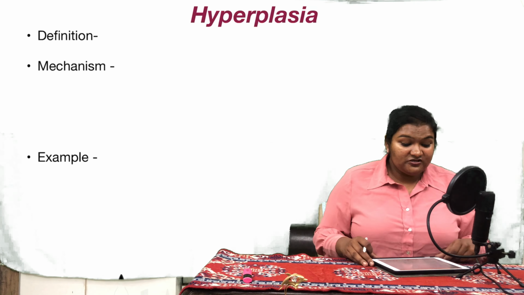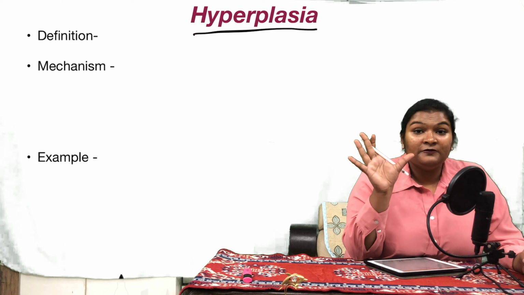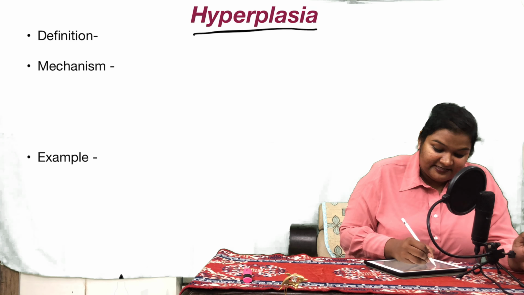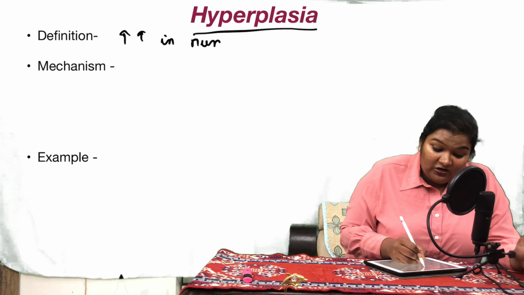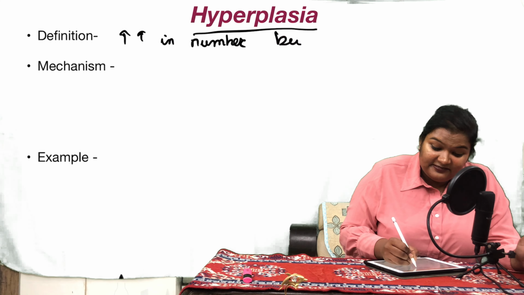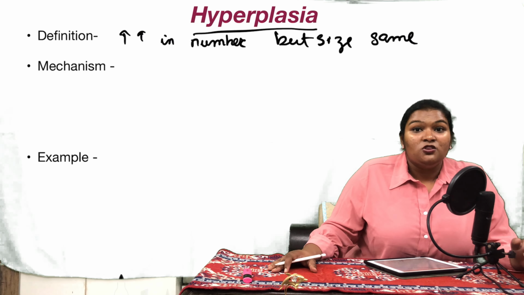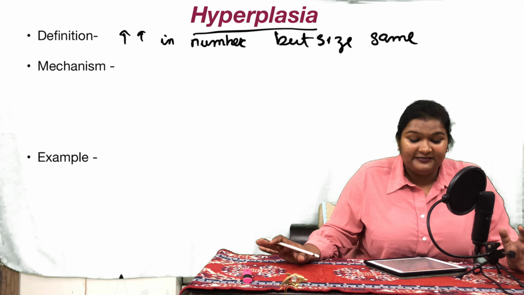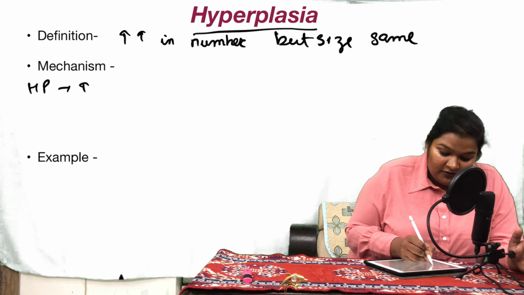atrophy. So first of all, what do you understand by the word hyperplasia? As the term suggests, hyperplasia: hyper means increase and plasia means in number. Okay. But what happens here is size remains the same. So hyperplasia. Now what are the 2 mechanisms which are responsible for hyperplasia? So first of all, hyperplasia means increase in number, right?